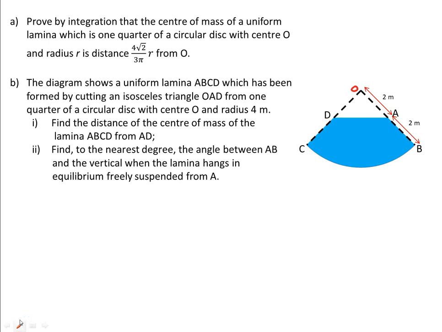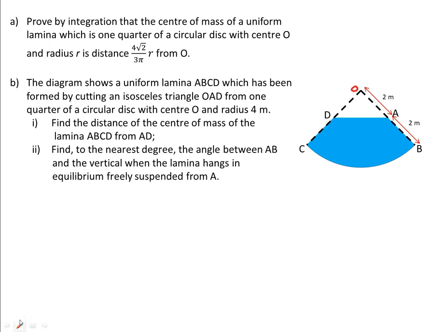Now in part B of the question, we have a uniform lamina ABCD, which has been formed by cutting an isosceles triangle OAD from 1/4 of a circular disc with centre O and radius 4 meters, as shown in the diagram. First thing we have to do is find the distance of the centre of mass of the lamina from the line AD. We're dealing with a lamina.